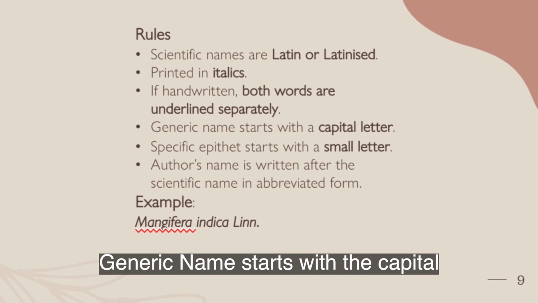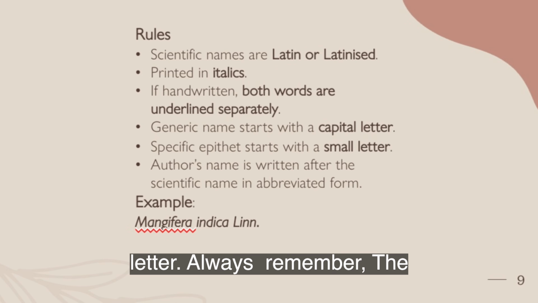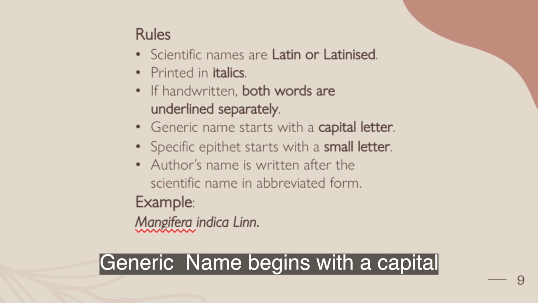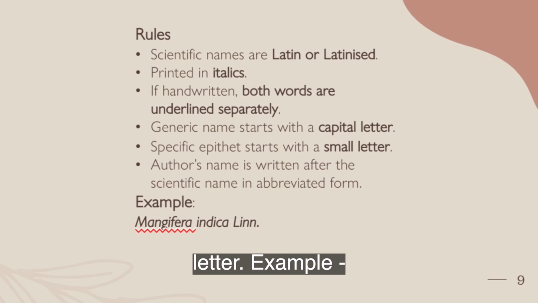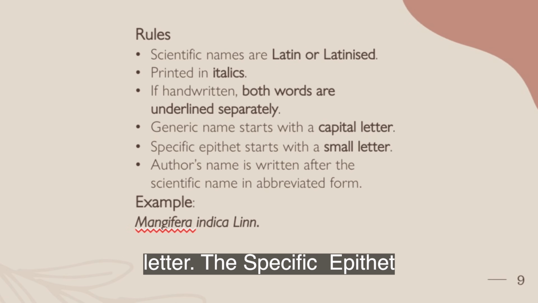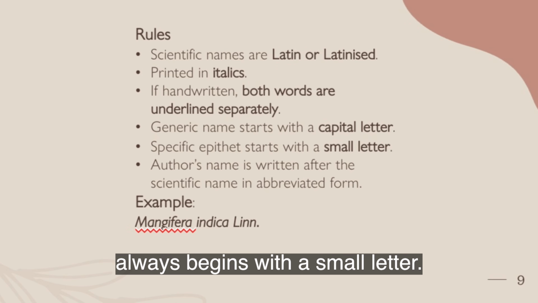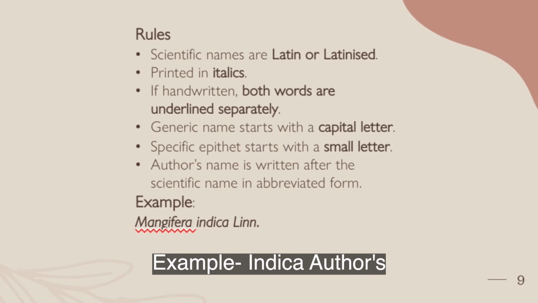Generic name starts with a capital letter. Always remember the generic name begins with a capital letter. Example, Mangifera. Specific epithet starts with a small letter. The specific epithet always begins with a small letter. Example, indica. Author's name is written after the scientific name in abbreviated form.